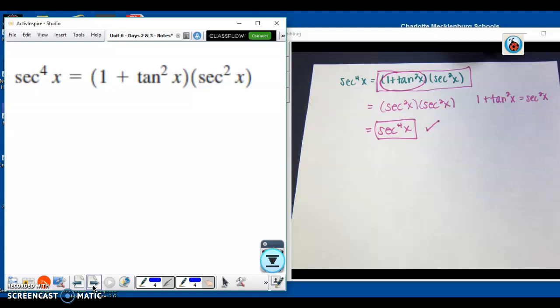So, short ways to do it. When you're doing these by yourself, sometimes you might do the longer way. It's perfectly fine as long as you can show all the steps and get to the right answer.